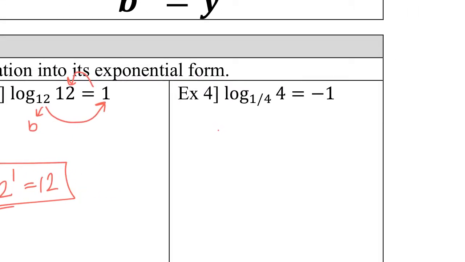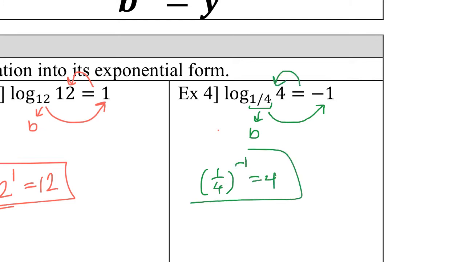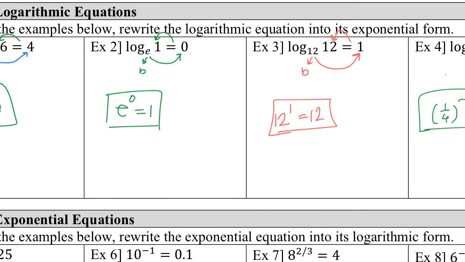Now there's a fraction in the base, that is okay. We have the base as being a fourth, so this is your b, 1/4 to the negative 1 power. When we write this, we need to make sure we put that base in parentheses this time, because there's more than just a single number in there. So 1/4 to the negative first power is equal to 4. That's converting from log form to exponential form.